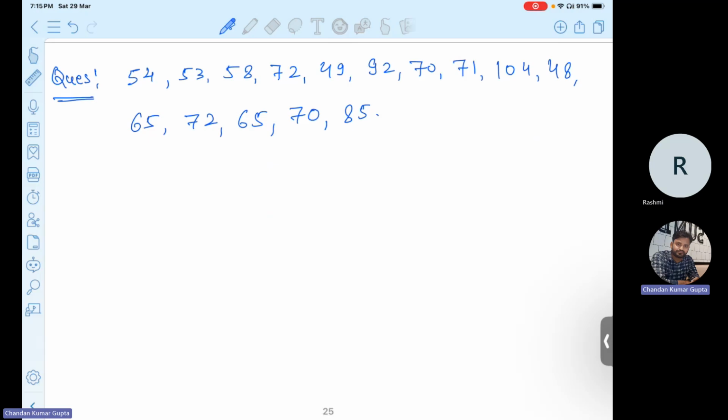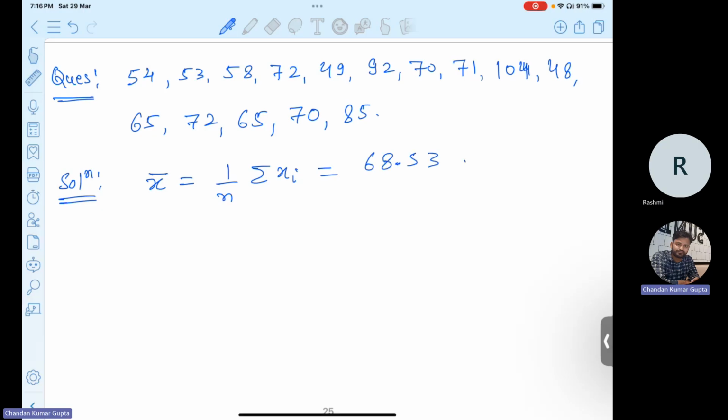That means we need to construct the 95% confidence interval for the mean, and we are given the data only. So with the help of the data we are able to calculate x bar, that is 1 by n summation of xi. You may solve and you will find 68.53 after solution.